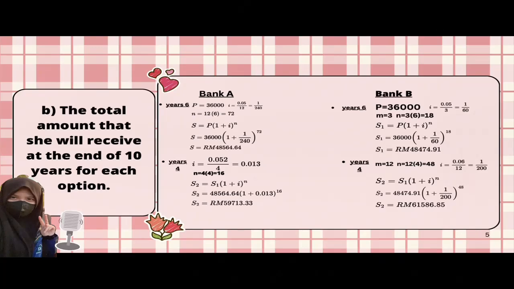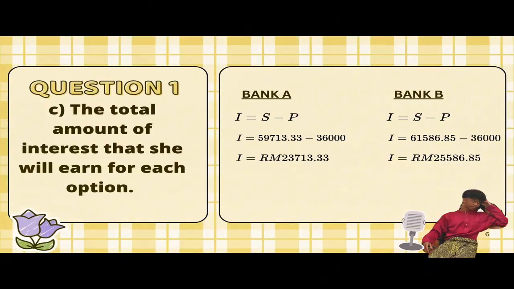You will get 48,474 ringgit 91 cent. For S2 in Bank B, you get 48,474 ringgit 91 cent, bracket 1 plus 1 over 200 bracket 48. So the answer would be 61,586 ringgit 85 cent. For question 1C, the total amount of interest that she will earn for each option.